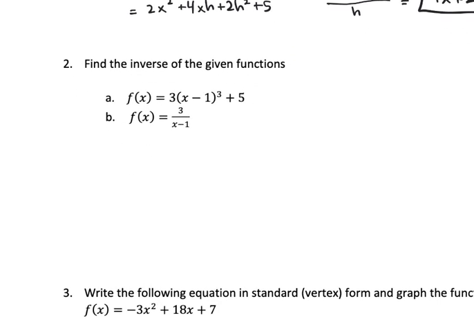For part A, to find the inverse, remember you switch the place of x and y. So for part A, I'm going to switch to x equals, and then y minus 1 instead of x minus 1, so y minus 1 to the third power plus 5. Now we just need to get y by itself. So first thing I'm going to do is minus 5 on both sides.